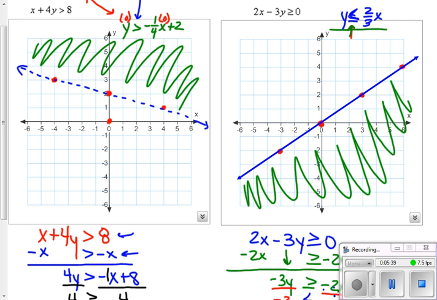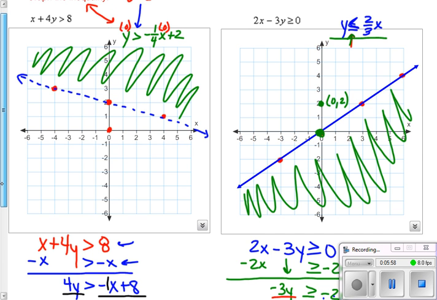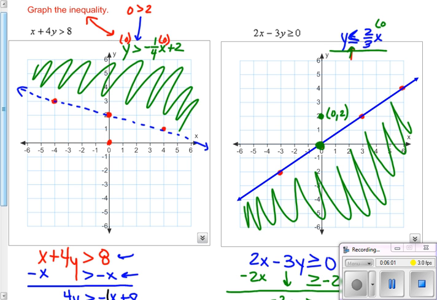If I were to use a test point, notice I can't use 0, 0 because that's on the line. So I'd have to choose a new test point if I like the test point method. Maybe I choose this point that's above the line, and that point would be 0, 2. So I'd plug in 0, 2 in the appropriate spot for my equation. Notice the first one is my x value, so I'd put in 0 here and 2 here. So I'd wind up with 2 is less than or equal to 0, and 2 is not less than 0. So again, that's just proving to you that above the boundary line is not a solution.